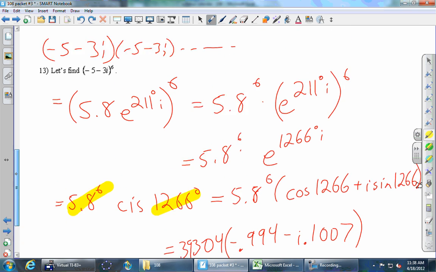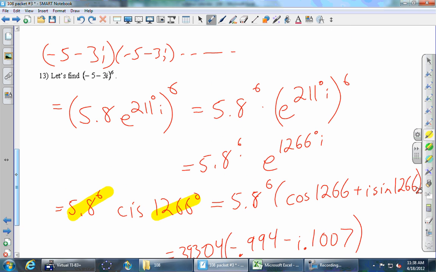And I claim that that's a whole lot less work than actually doing out all this big multiplication, 6 of them. Imagine there were 600. It was to the 600th power. Is this any harder if it's to the 600th power? No. It's just punching stuff into the calculator.